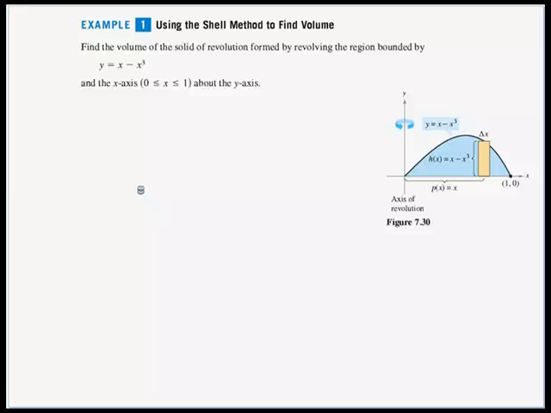So let's try one out here. Example 1. Find the volume of the solid of revolution formed by revolving the region bounded by this function, y equals x minus x to the third, bounded by the function and the x-axis between 0 and 1, and we're going to rotate about the y-axis.